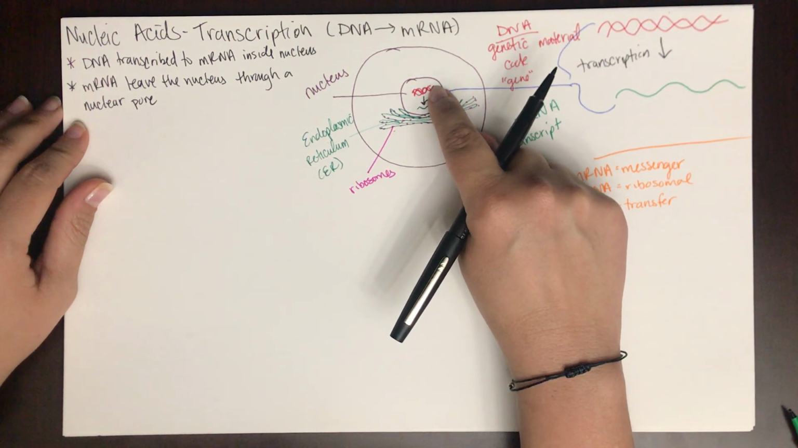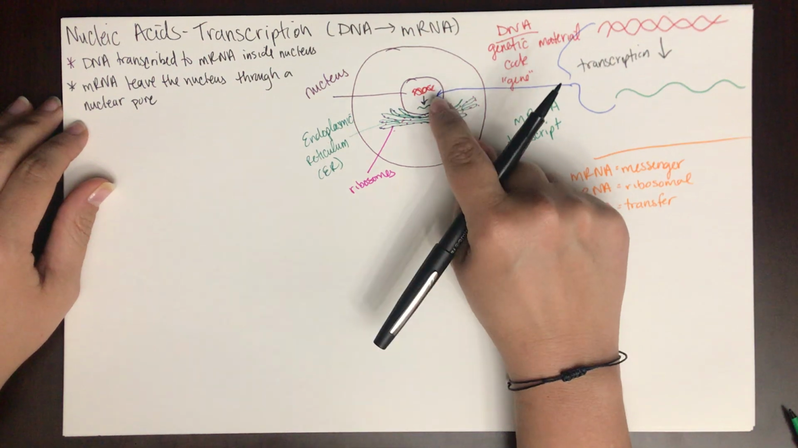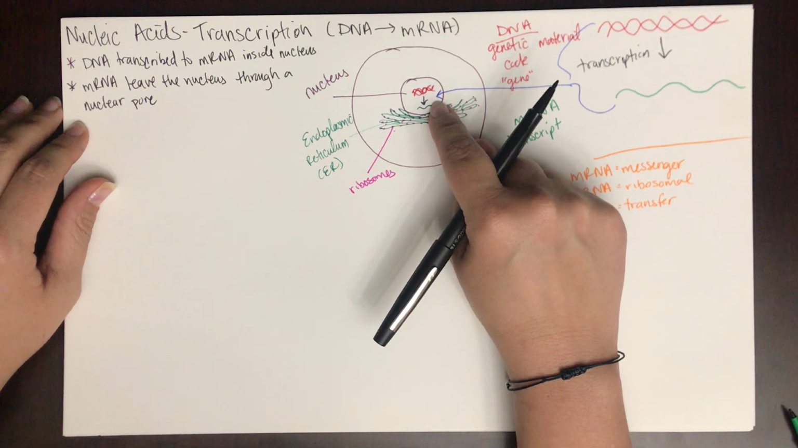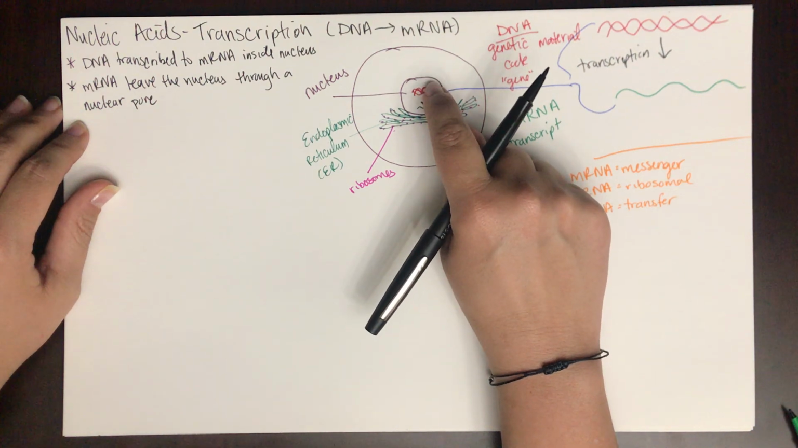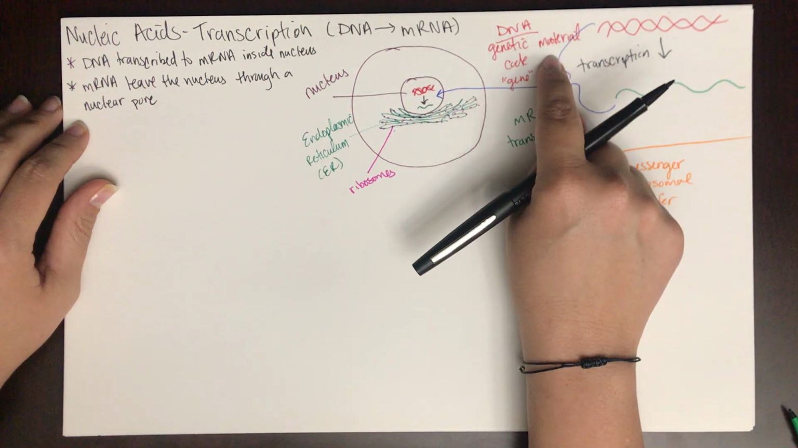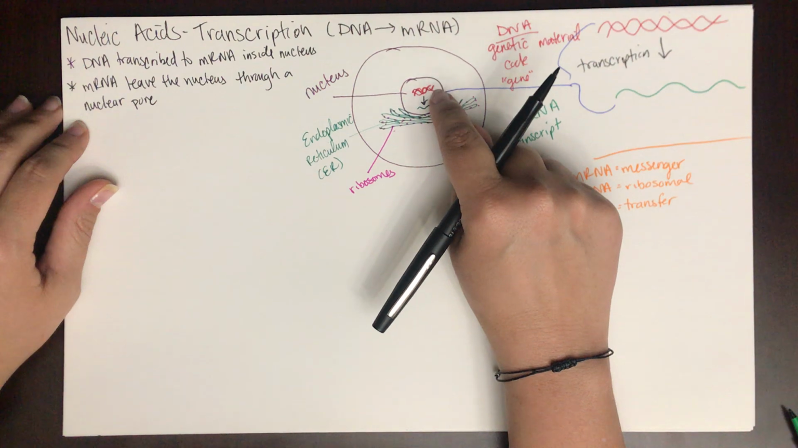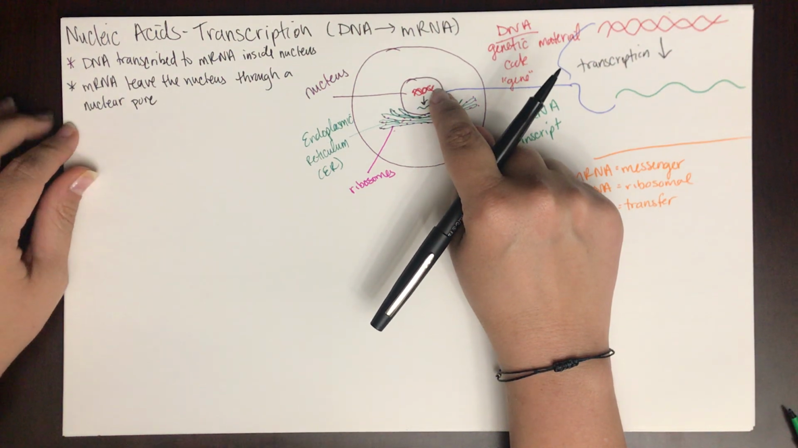DNA is not. DNA never leaves the nucleus. This is why we need this copy of messenger RNA to get it out of the nucleus. The nucleus is the safest place, and we want to keep the genetic material for this cell as safe as possible, so it never leaves the nucleus.